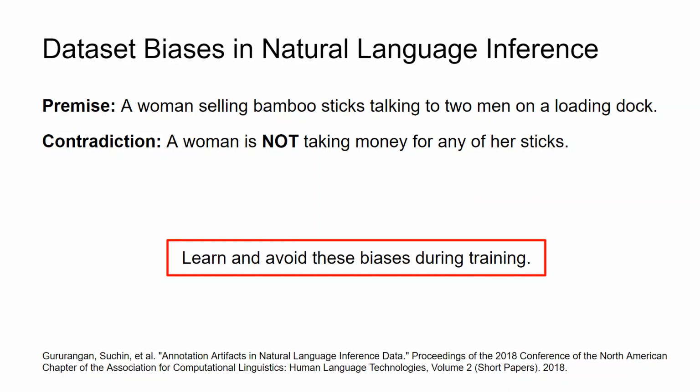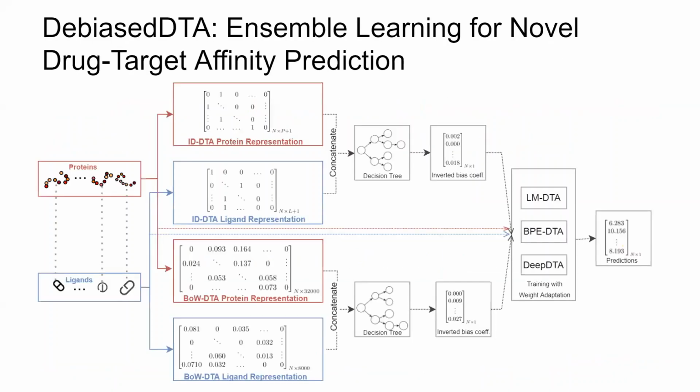during training of the natural language inference models. Here, we also do the same, but for the retroactive prediction model. We developed the biased DTA, which is an ensemble learning approach developed to boost prediction, especially for novel drugs and targets. The biased DTA ensembles weak and strong learners for prediction and uses the weak learners to debias strong drug target affinity prediction models, and then uses the strong learner as a standalone predictor.